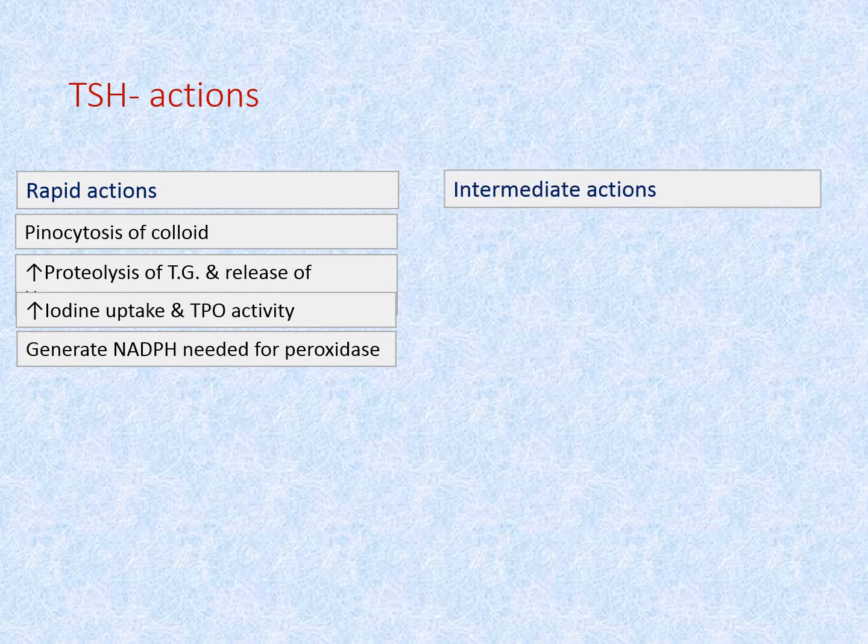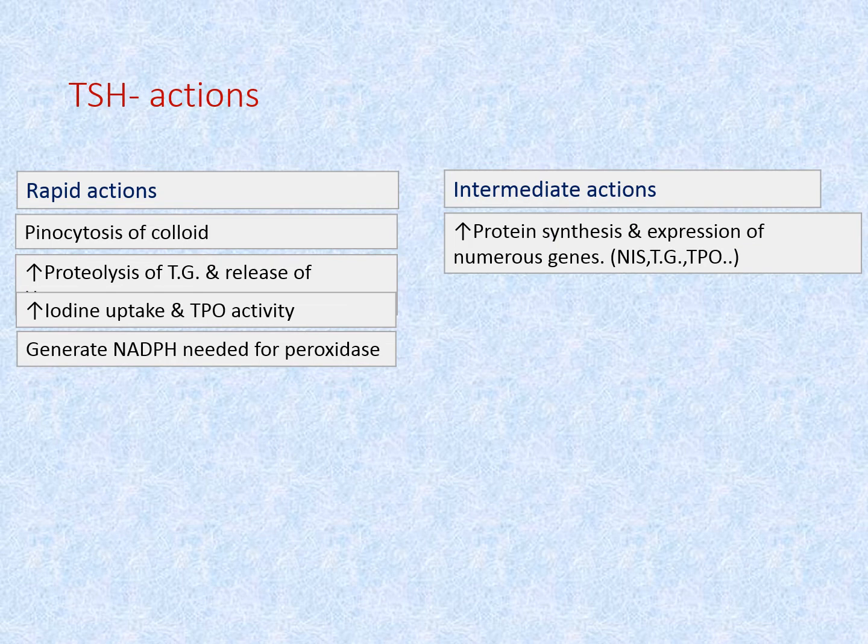Intermediate action: it stimulates protein synthesis and expression of numerous genes, including those encoding NIS, sodium iodide symporter, thyroglobulin, TPO, etc. So this intermediate action requires some more time, that is from hours to days. Third one is the long-term effect, long-term action.